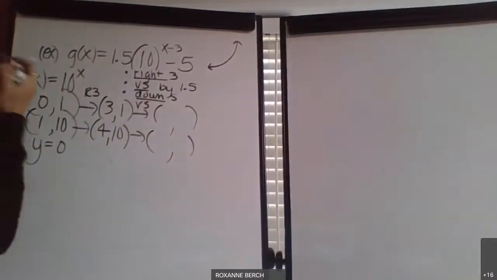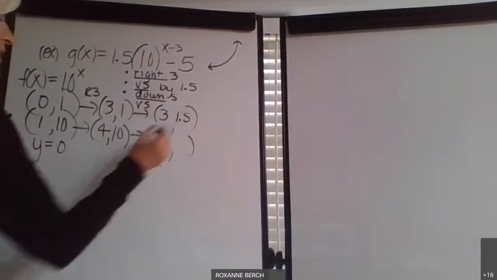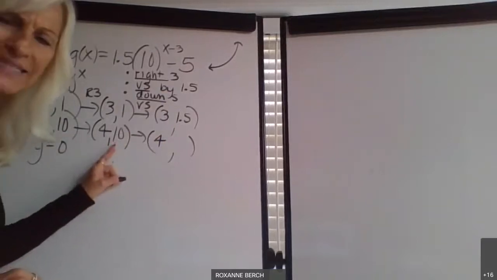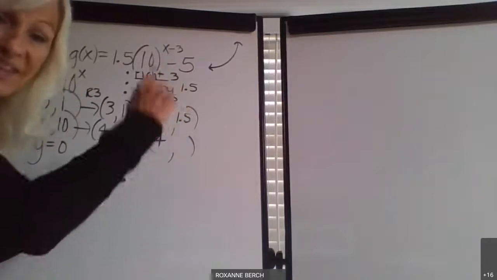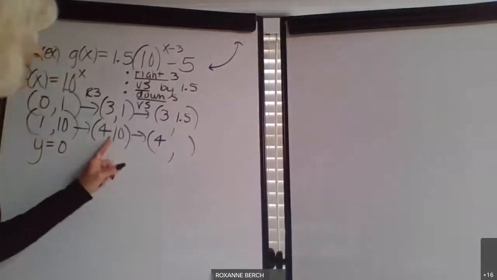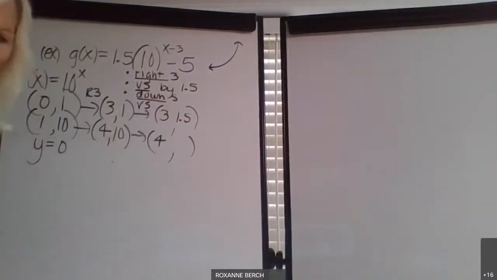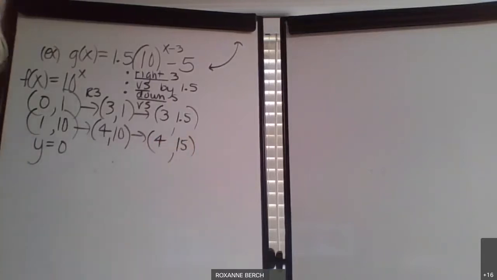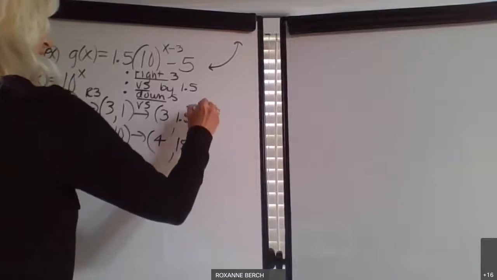So we're going to multiply the y by 1.5. So 1.5 times 1 is 1.5, and this is 1.5. Anytime you multiply by 10, you move the decimal right one place. If you multiply by 100, you move the decimal twice. If you multiply by 1,000, you move the decimal 3 times. So I'm not going to use a calculator. I'm just going to say 1.5 times 10 is 15. So the next is down 5.